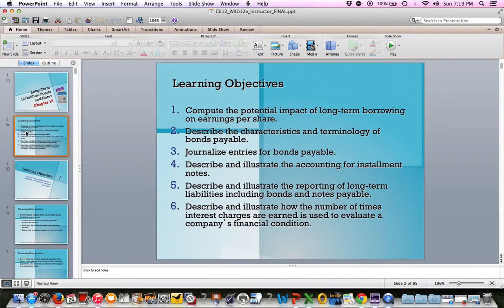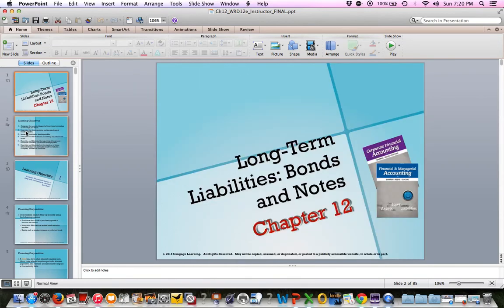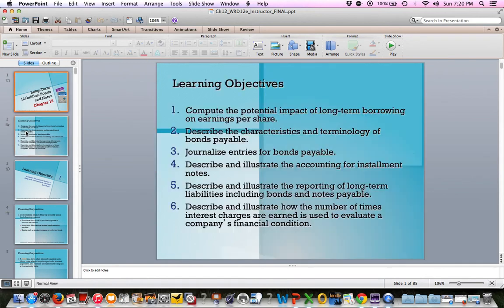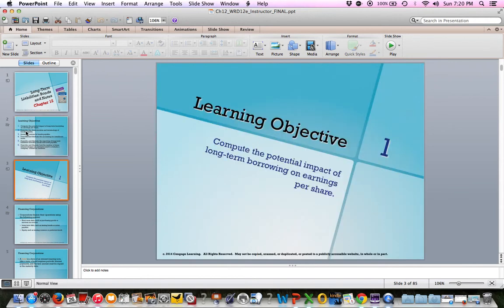The topics here. It's titled Long-Term Liabilities, Bonds and Notes. Some of the topics include the impact of borrowing on earnings per share, the characteristics and terminology for bonds, journalizing entries for bonds, installment notes, describing and illustrating the reporting for long-term liabilities, and discussing how the number of times interest charges are earned is used to evaluate a company's financial condition. So basically a ratio is what we'll finish with.